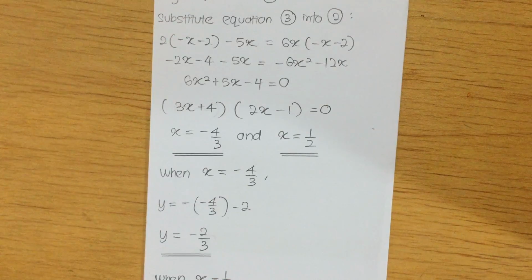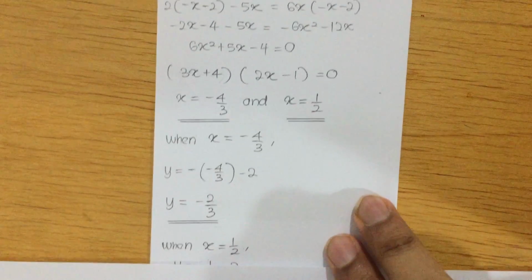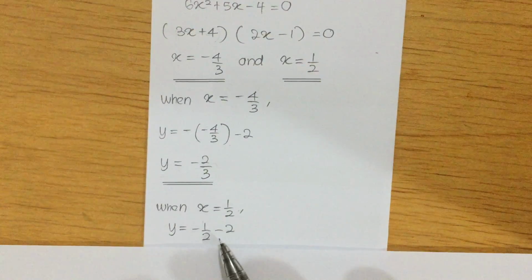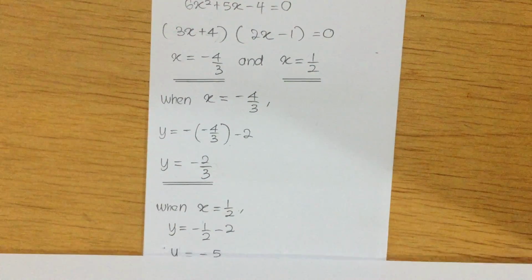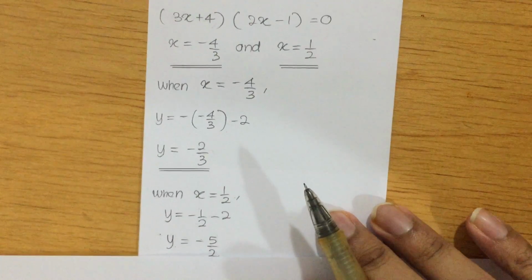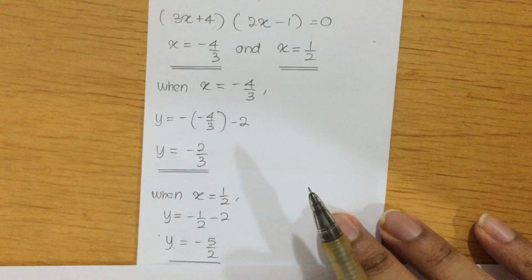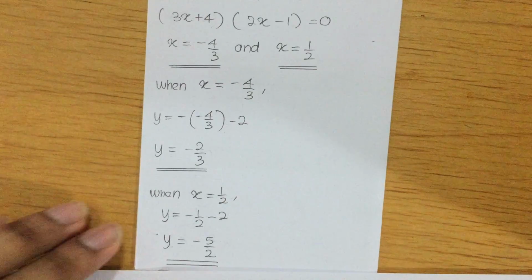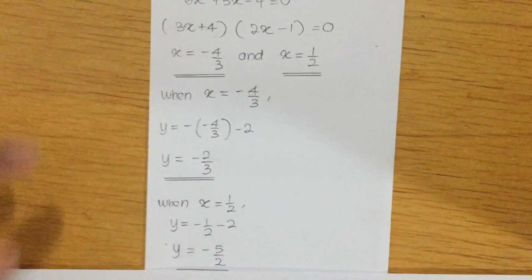When x = 1/2, so y = -1/2 - 2, and you should be getting your answer y = -5/2. So these are your answers guys. By the way guys, we have already successfully finished our first question of simultaneous equation. Okay, I'm going to show you the second example now. So please hold on.